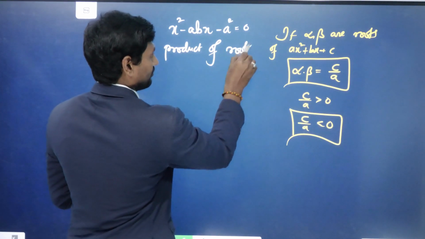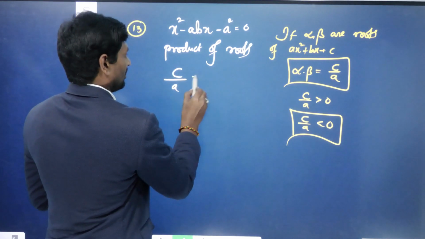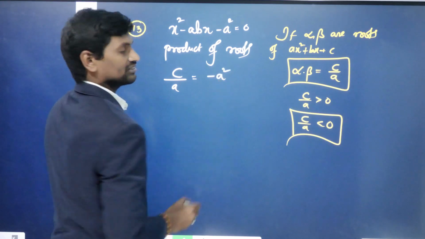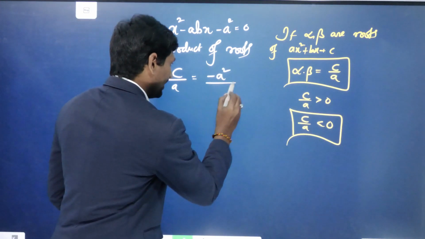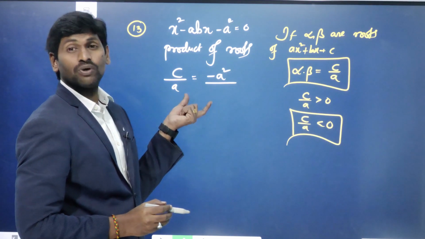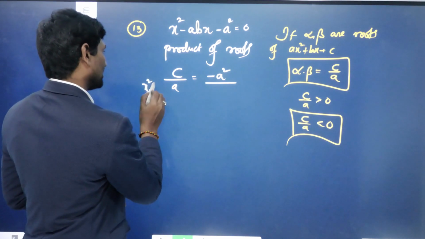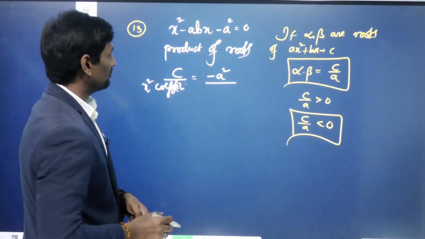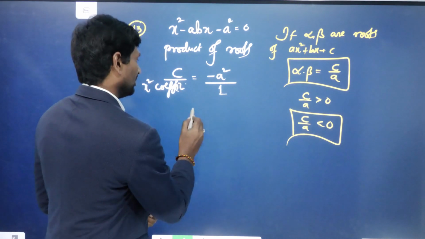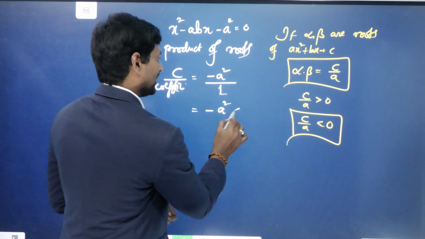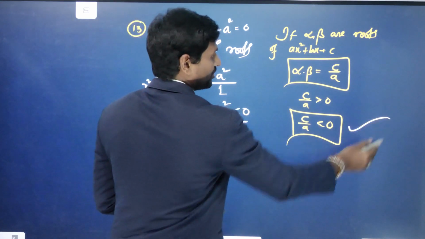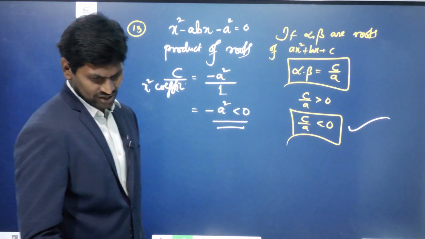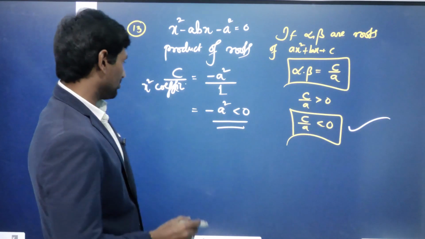C by a value. C is nothing but the constant term. What is the constant term? Minus a square. And a is the x square coefficient. Here the x square coefficient is 1. That means minus a square. Minus a square is less than 0. Less than 0 means the roots have opposite signs. One is positive, the other is negative. That is your answer: one positive and one negative root.